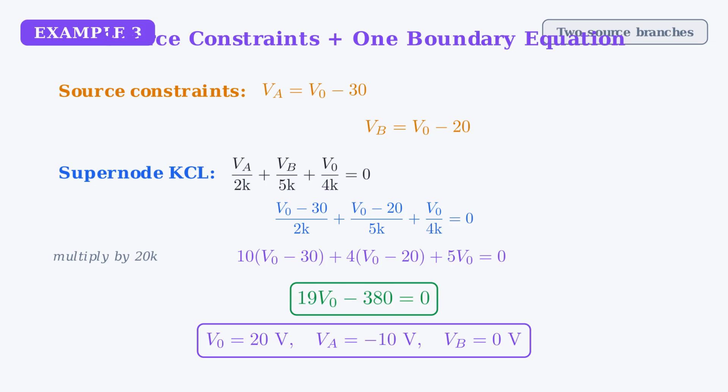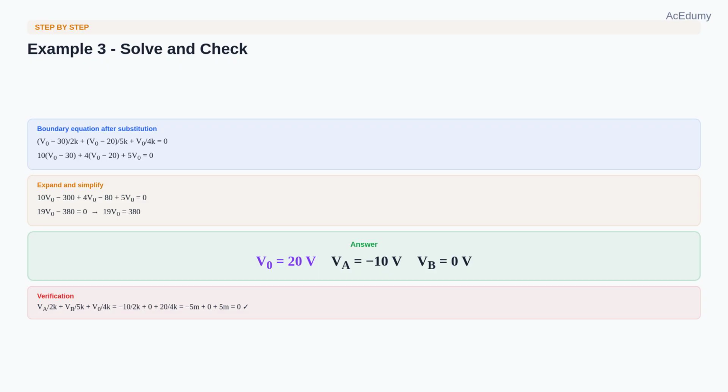That becomes 10 times (V0 minus 30) plus 4 times (V0 minus 20) plus 5V0 equals 0. Expand the terms and we get 19V0 minus 380 equals 0. So the answer is immediate. 19V0 equals 380 and V0 equals 20 volts. Now compute the internal node voltages from the source constraints. VA equals 20 minus 30, which is negative 10 volts. VB equals 20 minus 20, which is 0 volts.